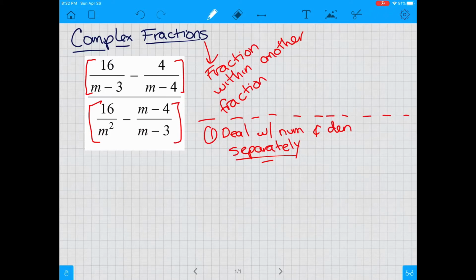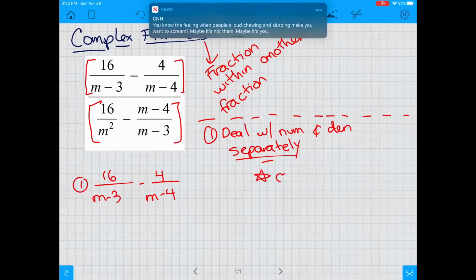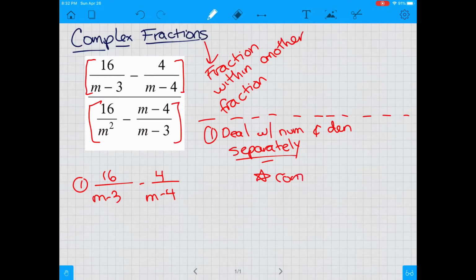Right, so my step one over here, dealing with the numerator, let me copy that down. In dealing with the numerator and in dealing with the denominator, all I'm going to do is combine them into a single fraction. You can see your numerator has two fractions in it, your denominator has two fractions in it. So what I'm going to do here is just combine them into a single fraction.